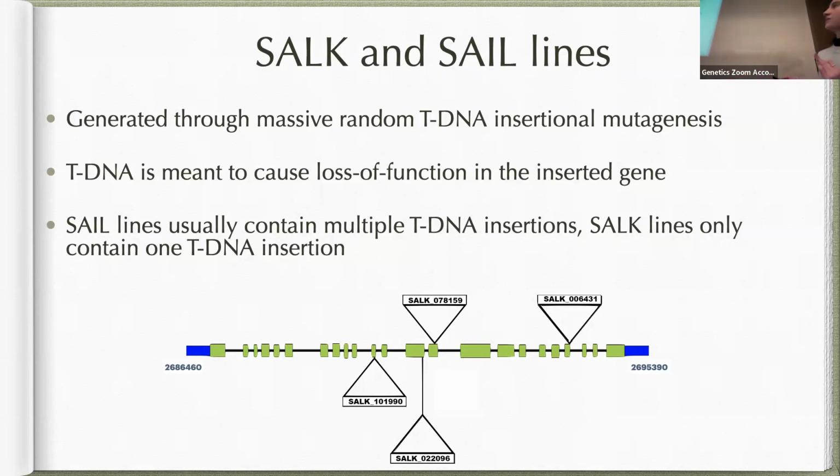SAIL lines are pretty much the same, but they usually contain multiple T-DNA insertions, whereas SALK lines usually only have one. So basically, they're the same thing. They're just different ways of doing it.